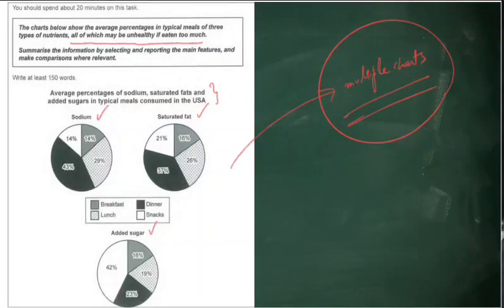Let's say if you think about this, there's a visible difference when it comes to the percentage of a certain nutrient over breakfast, dinner, lunch, and snacks. For example, if you look at the added sugar end, you can clearly see that added sugar is found the most in snacks rather than the other types of meals.